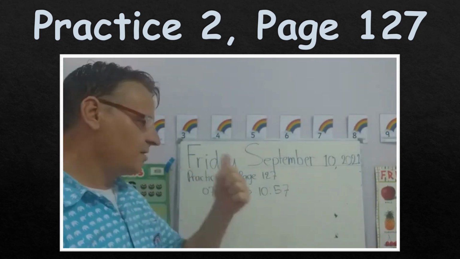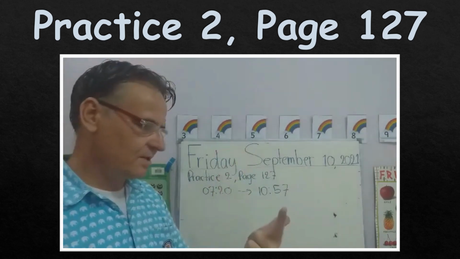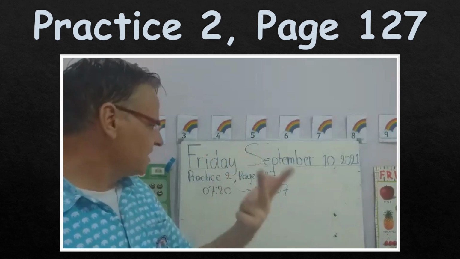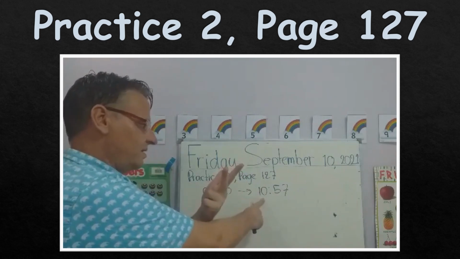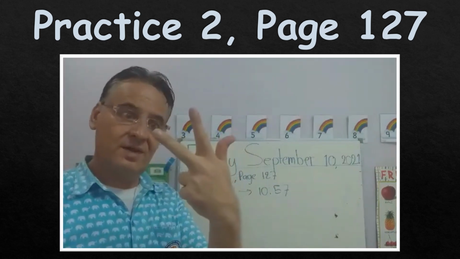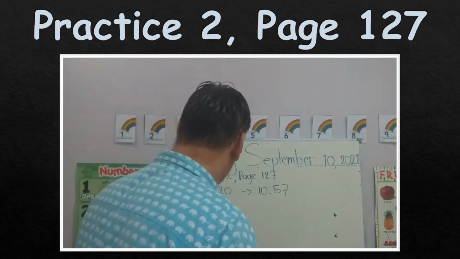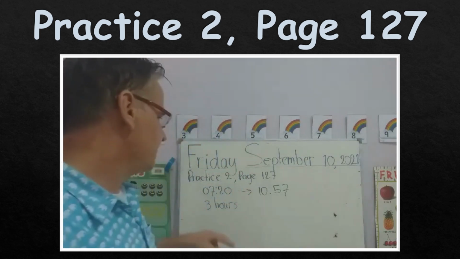7:20. 1 hour later it is 8:20. 2 hours later it is 9:20. 3 hours later it is 10:20. See, we already have the 10. So we know 3 hours. So we can write down already 3 hours. Now we have to do the minutes.